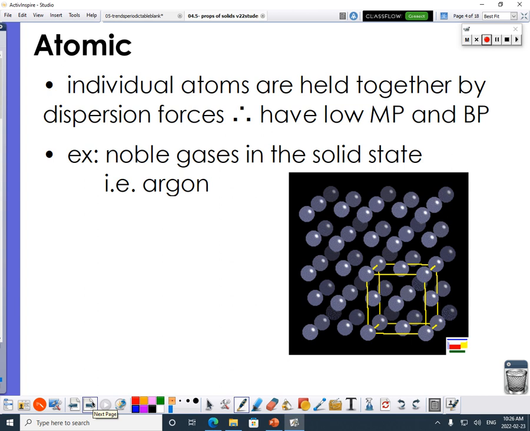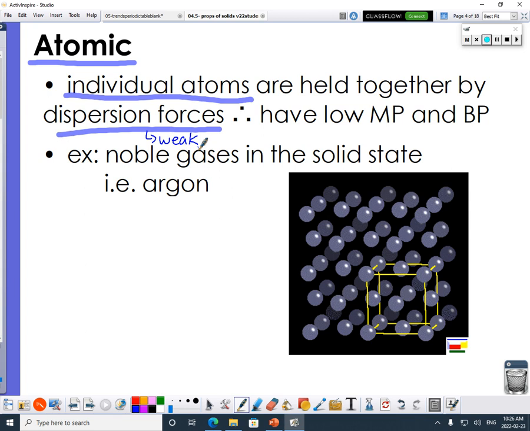So atomic solids do have individual atoms as their particles held together by dispersion forces. We talked yesterday about dispersion forces or London forces, whatever, being the weakest. And we talked about if you have a weak force, then a low amount of energy is needed to break them, which means they have low melting and boiling points.